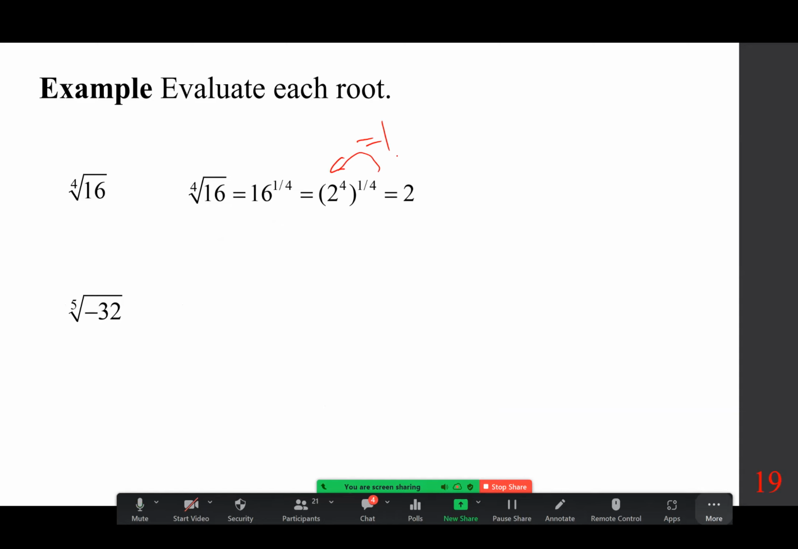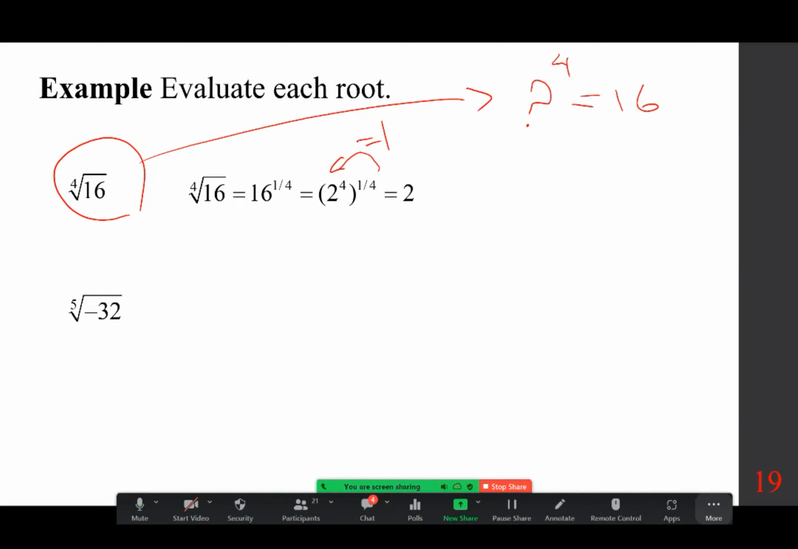But the 4th root of 16 is 2. There is a number. This means there is some number to the power of 4, which is 16. So 2 to the power.